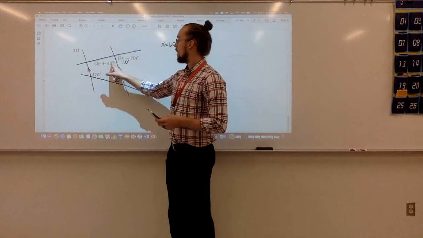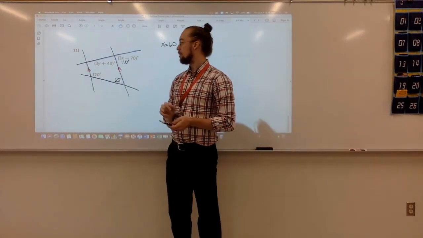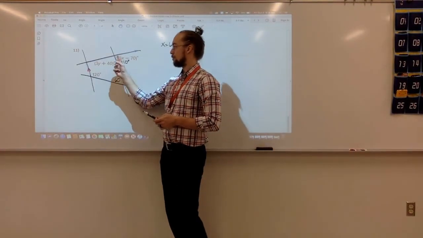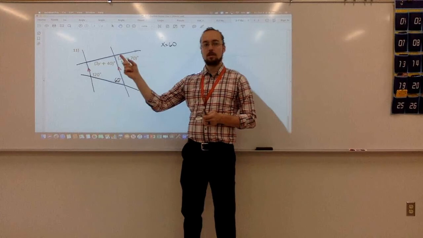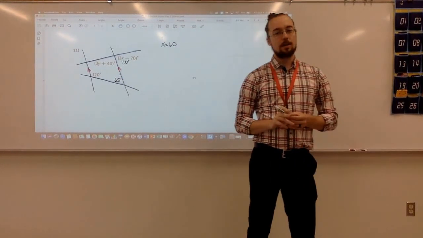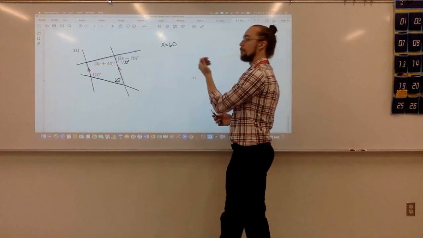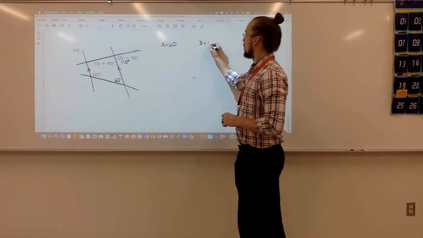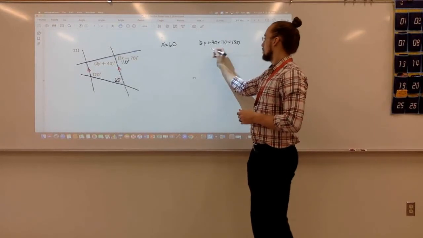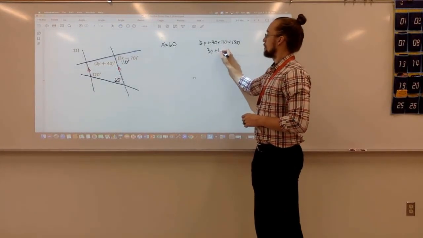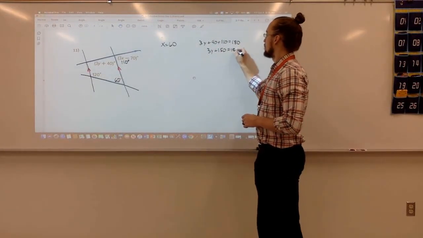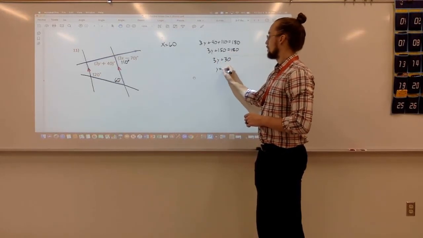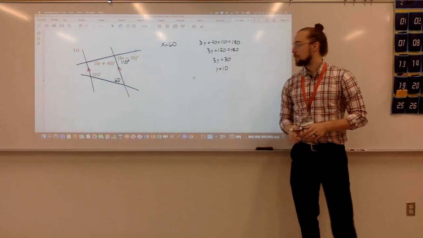I don't think these two angles would necessarily be equal to each other. What would the relationship between these two be? Yeah, they add to 180, right? Because they're a linear pair. Together we have 3y plus 40 plus 110 equals 180. Combine my like terms over here. Subtract the 150 over. Divide by 3. We get y equals 10.